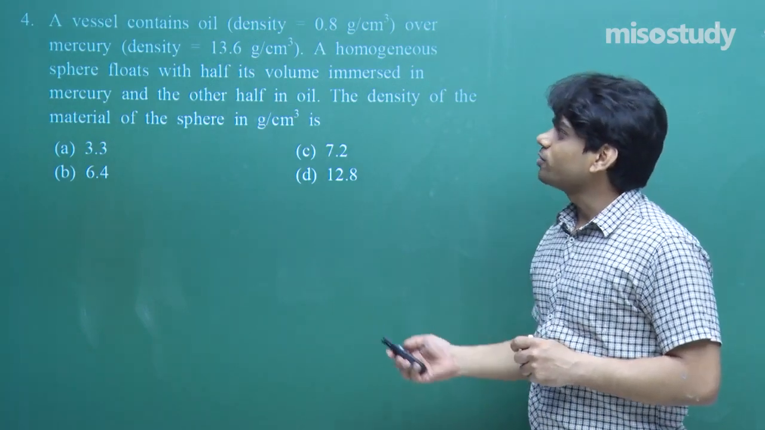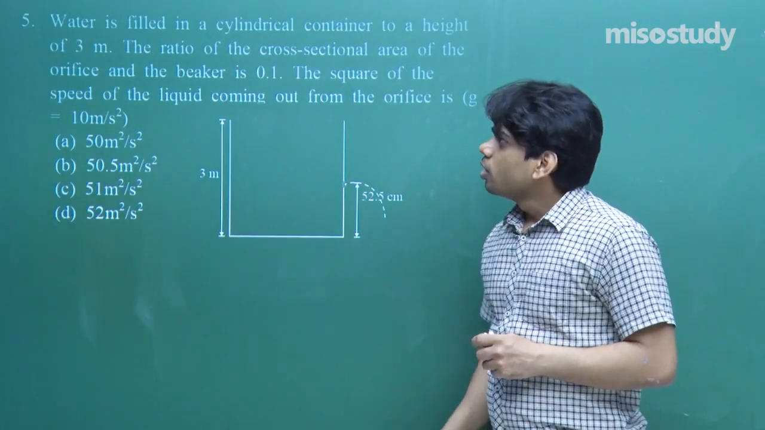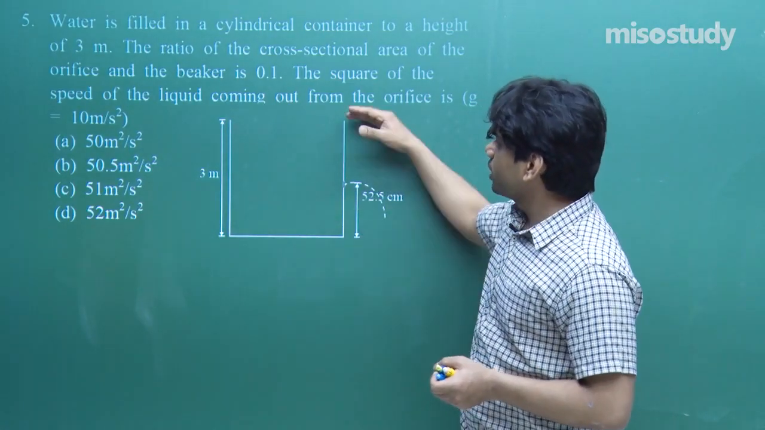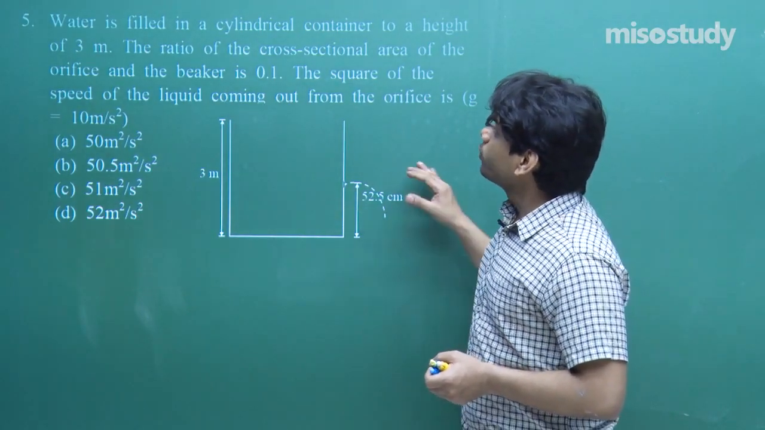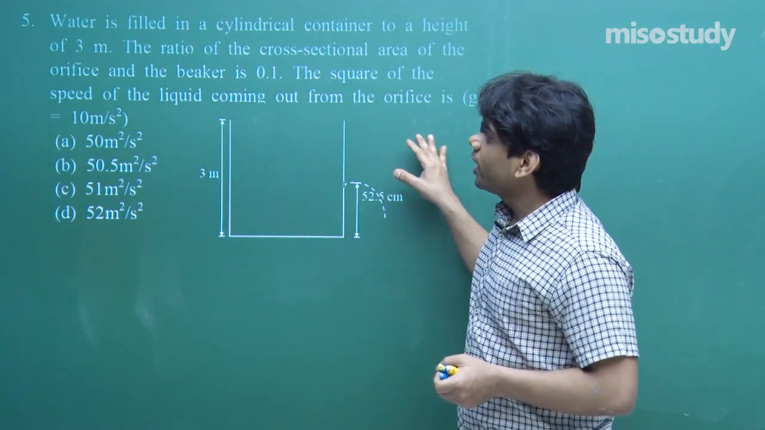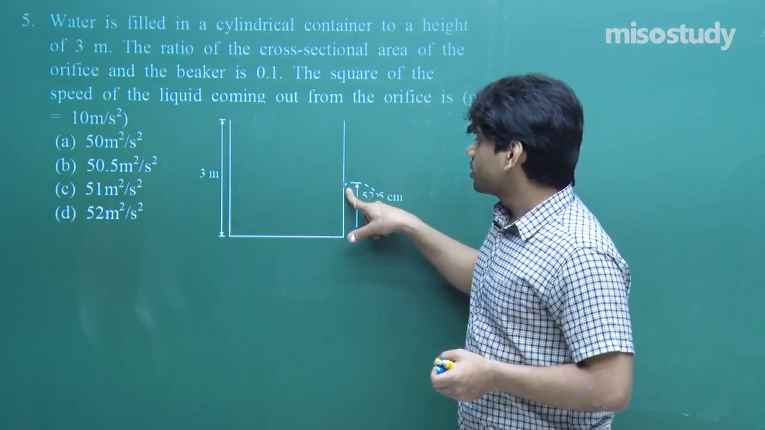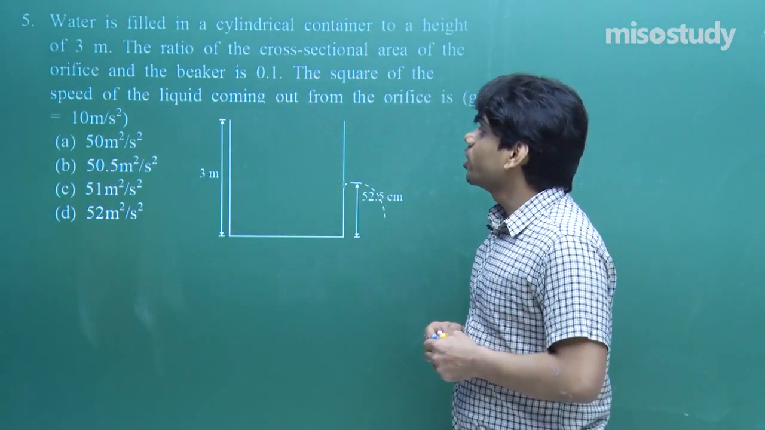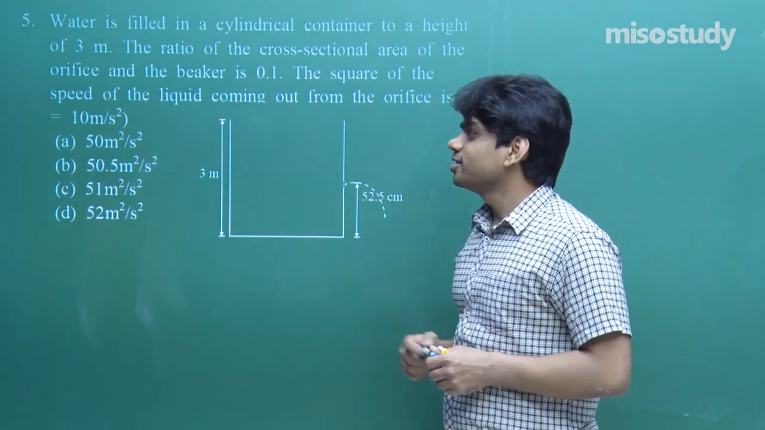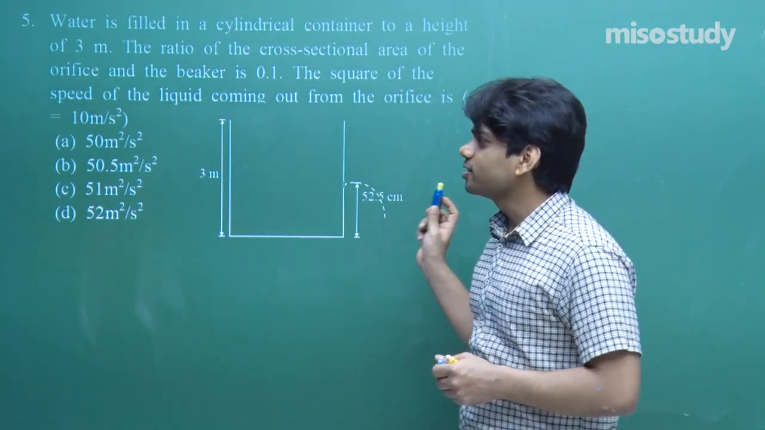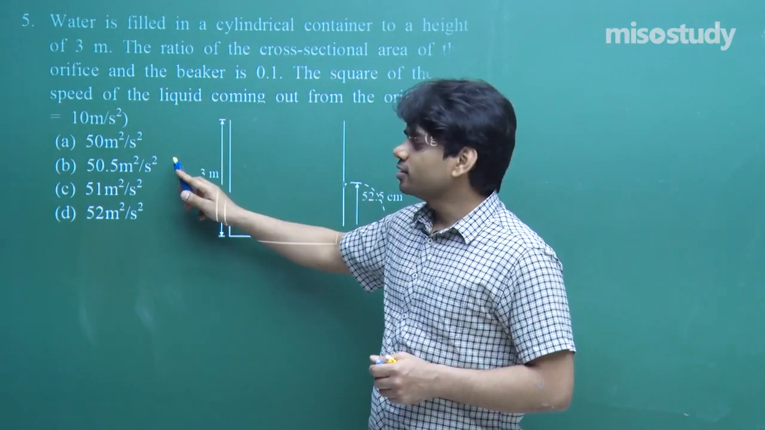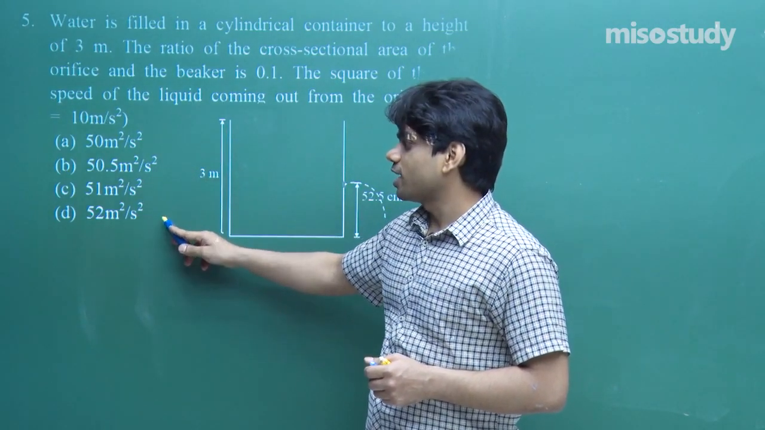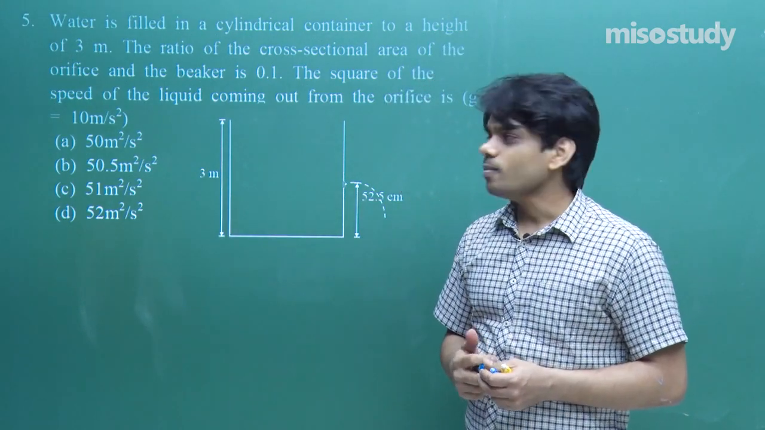Let's go ahead with the next question of the class, the fifth one. Water is filled in a cylindrical container to a height of 3 meter. You can see that water is filled here. The ratio of the cross-sectional area of the orifice and the beaker is 0.1. You can see here this is the orifice. The square of the speed of the liquid coming out from the orifice, take G equals 10 meter per second squared, is: 50 meter square per second square, 50.5 meter square per second square, 51 meter square per second square, or 52 meter square per second square.